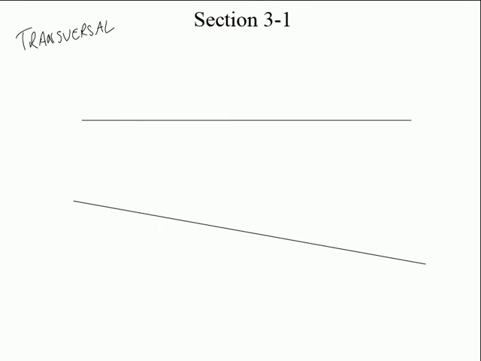Let's do it in a different color. Let's go in red this time, just for Jacob. All right. So we'll watch this. This is the transversal right there. This is the transversal. So basically, a transversal is just a line that intersects two or more other lines. All right? So a transversal is just another line that intersects two or more other lines. Right now, we just have two lines, so this is our transversal. All right? That's all there is to it.